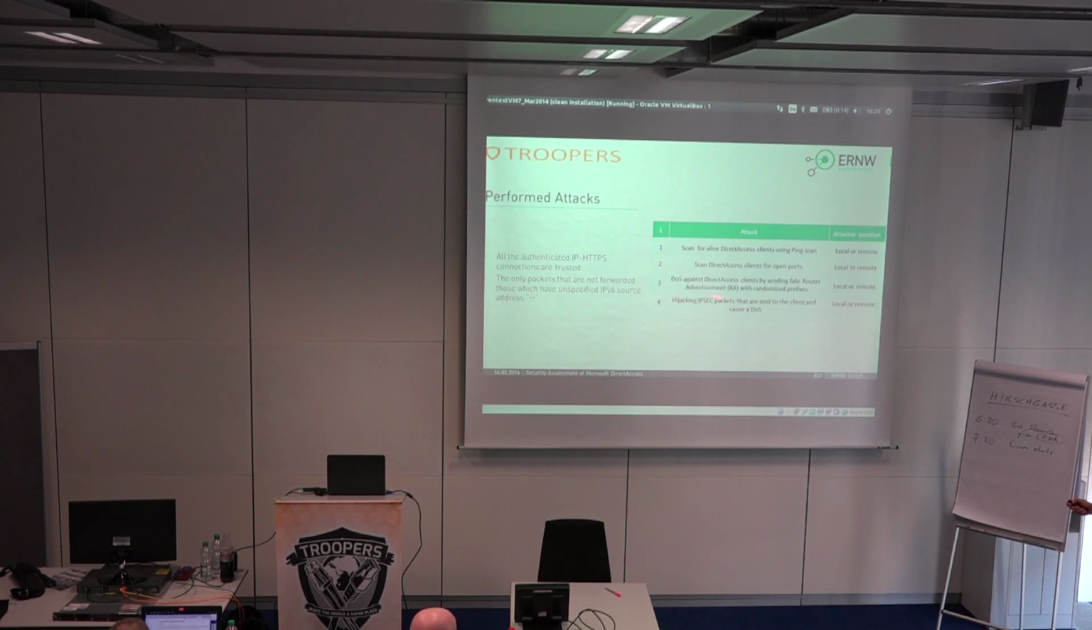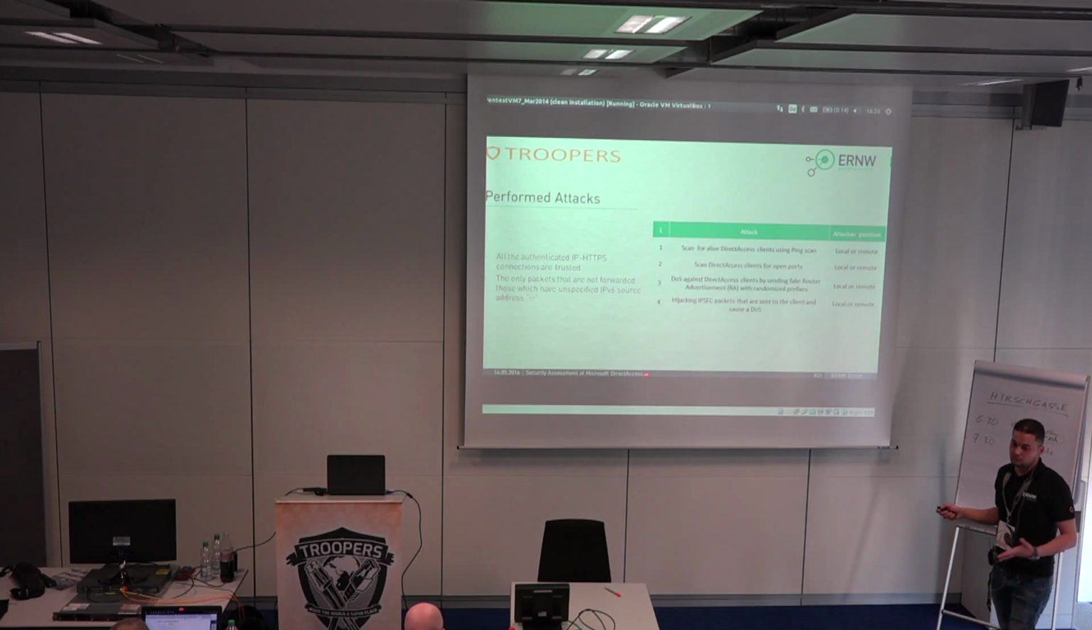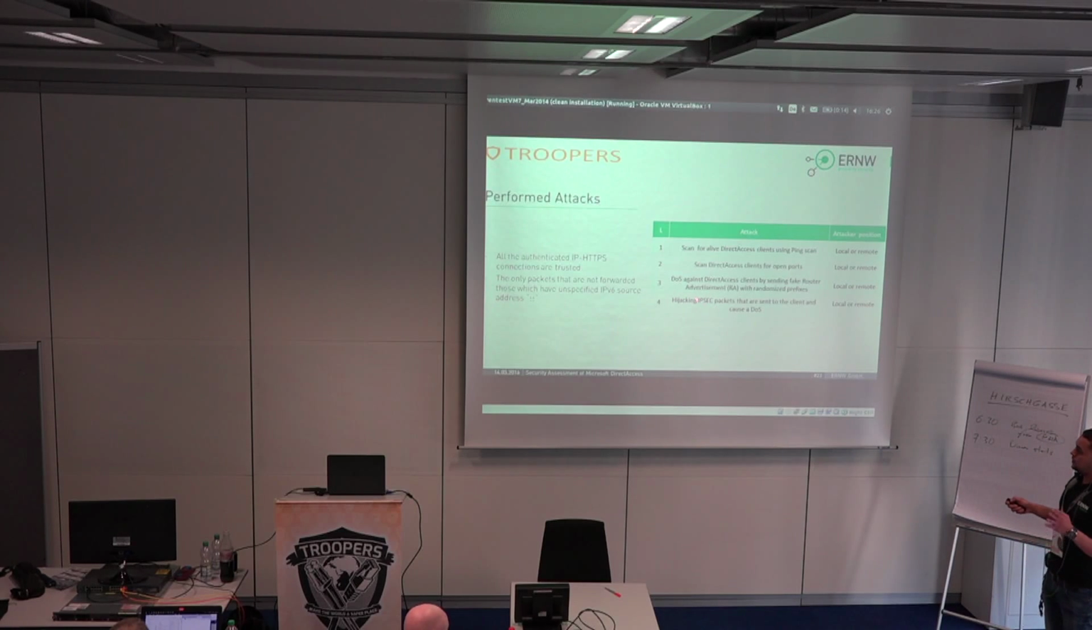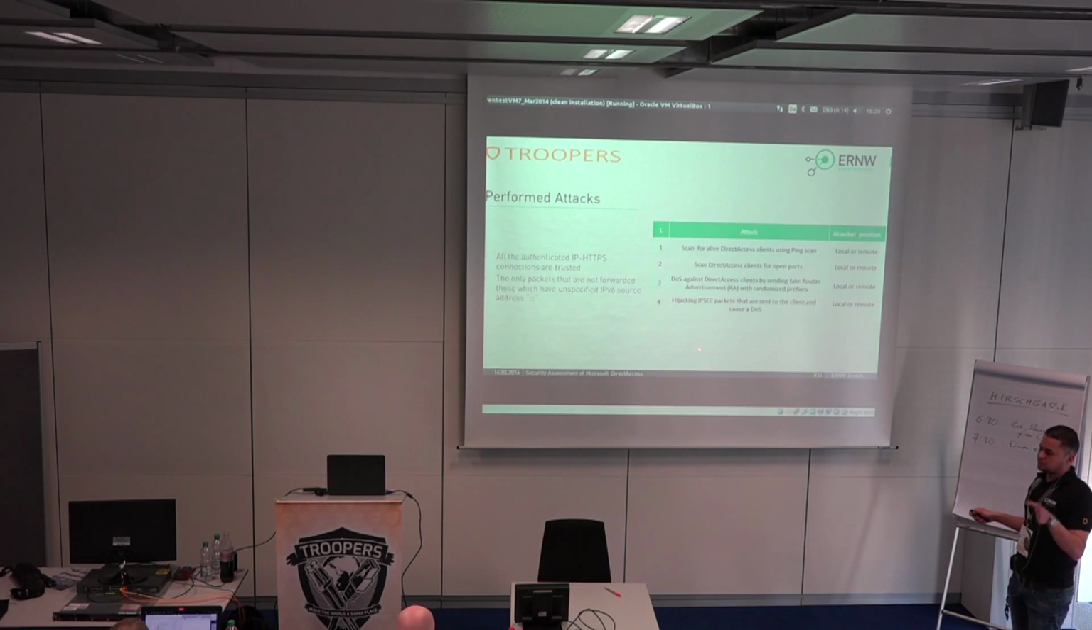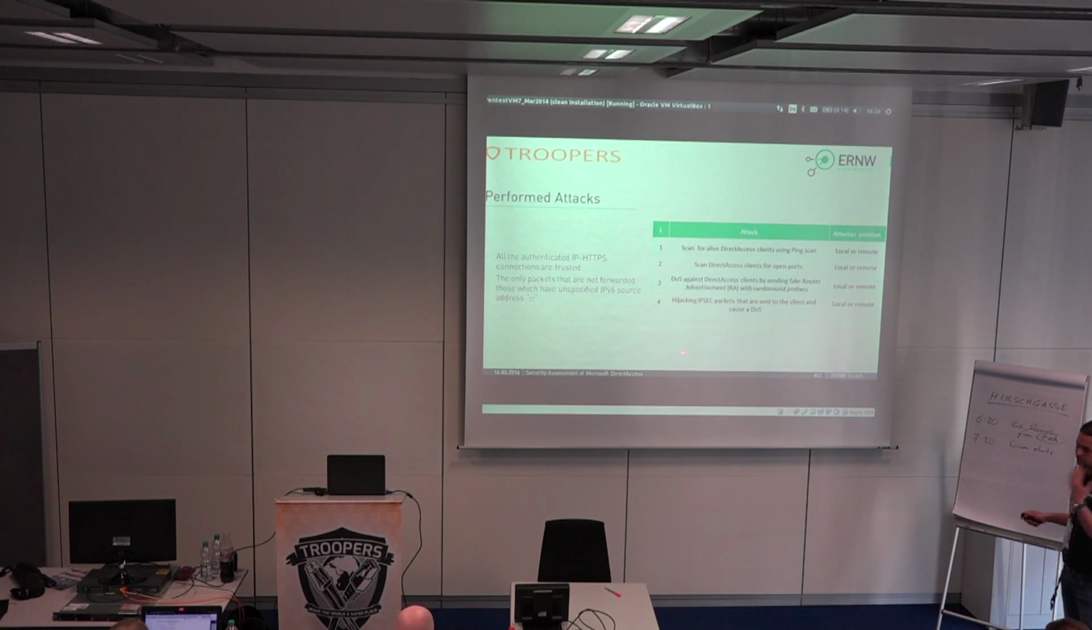Also, hijacking the IPsec packets. This is really interesting because, as I said before, the IP-HTTPS tunnel doesn't use any layer 2 addresses, but even though, the attacker can send a neighbor advertisement pretending that he is one of the legitimate DirectAccess clients, and then the server will be willing to send every IPsec packet, as a reply to a request from the DirectAccess client.